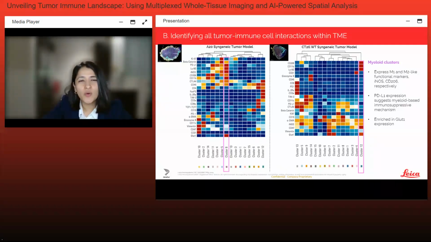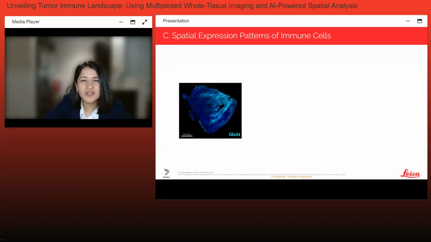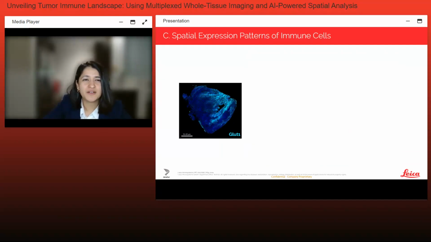And also, again, we note the enrichment of GLUT1 in these myeloid cell populations in both kinds of tissues, which is possibly aiding towards tumor immune evasion and resistance to therapy. Based on the insights from the clustering analysis, we identified spatially distinct heterogeneous expression patterns, especially for tumor hypoxia marker GLUT1, that's shown in cyan here.